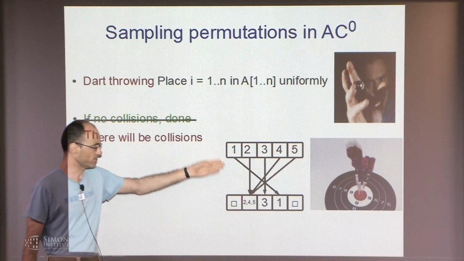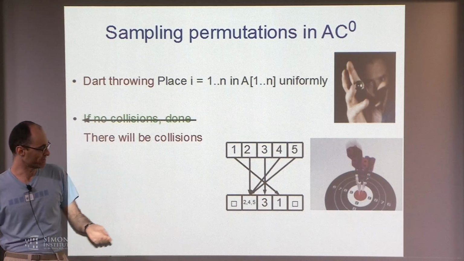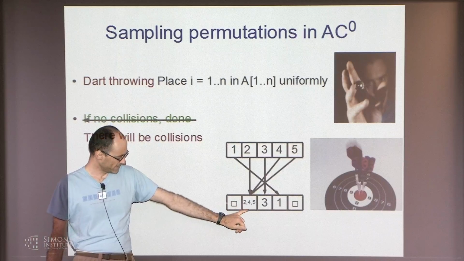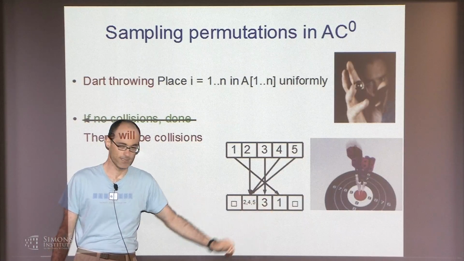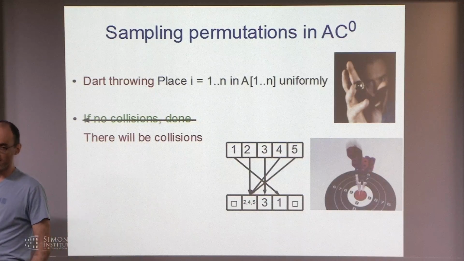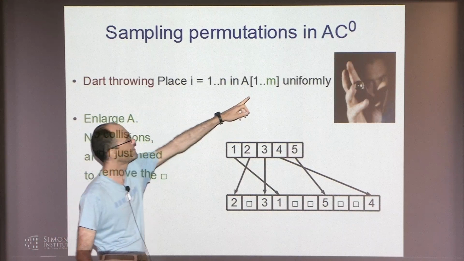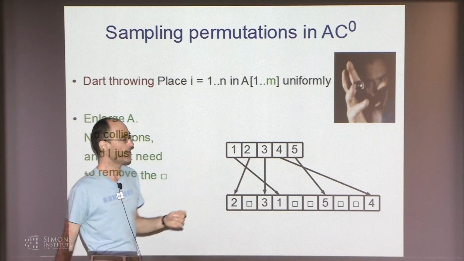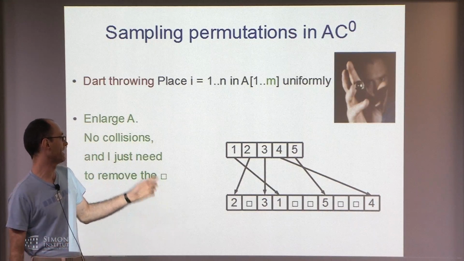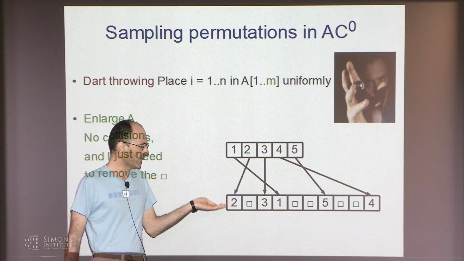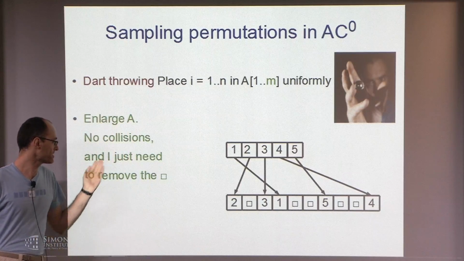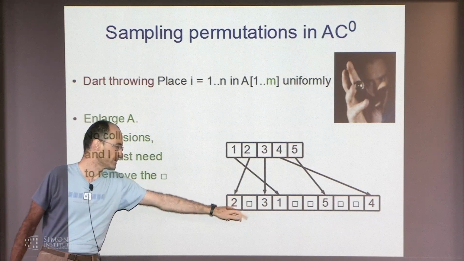If you throw n things into n slots, there will be collisions. Some slots are going to be empty, some slots will be overcrowded, and so on. And this is a problem. So what can you do? Well, let's get some room. Instead of throwing darts into n slots, let's throw darts into m slots for m much bigger than n, like n squared. So you enlarge the array, and now there are fewer collisions. And then I just need to remove the empty slots.